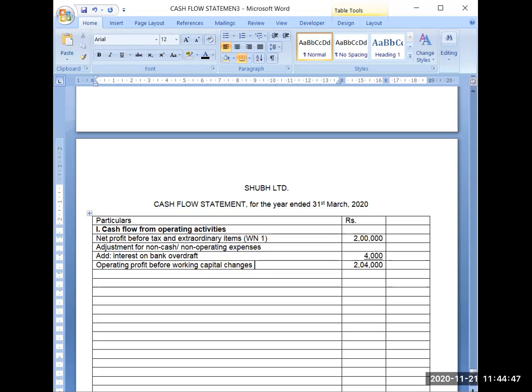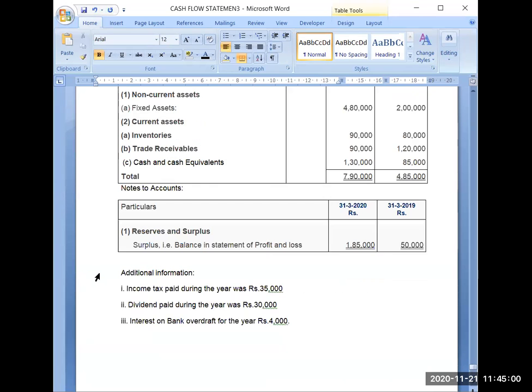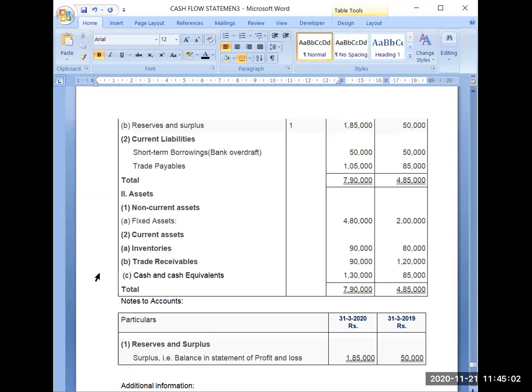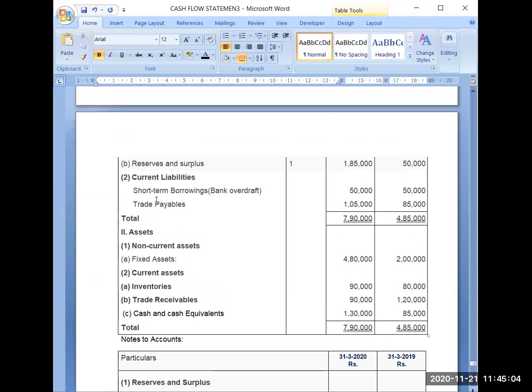Okay. Now we have completed step 1 and step 2. So step 3 is we have to adjust the increase or decrease in current assets and current liabilities. Now see the current liabilities section. Bank overdraft is given. Bank overdraft is part of financing activity. That's why it will not be considered in operating activity.